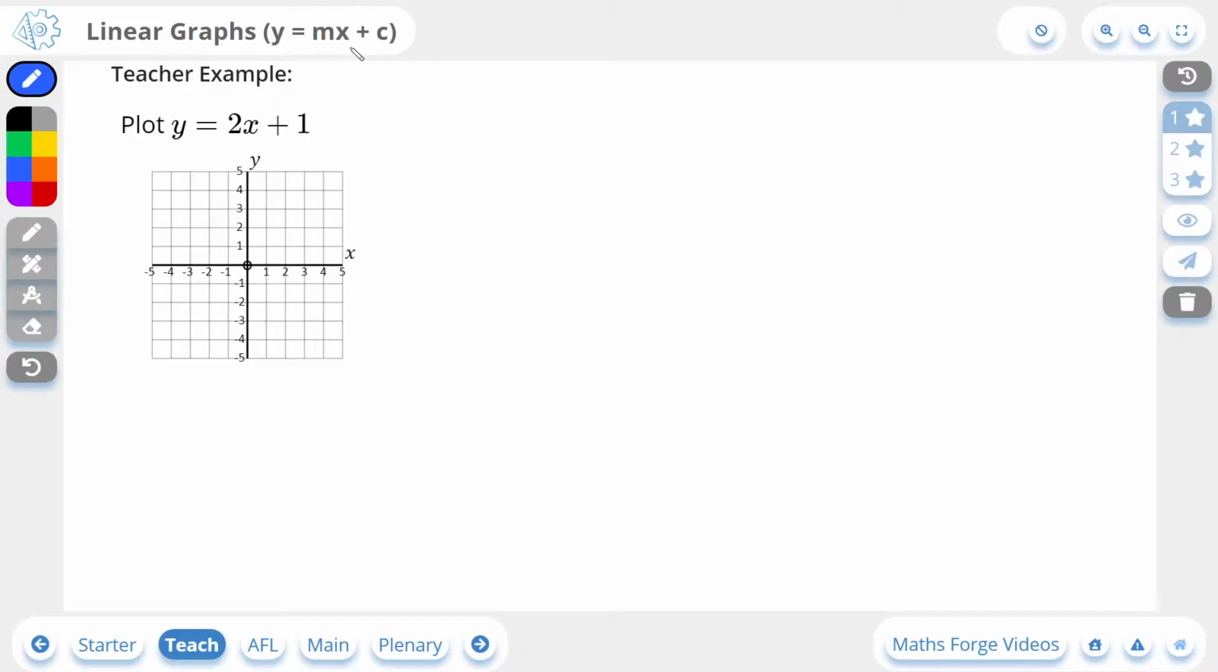in today's lesson we're going to be plotting linear graphs of the form y is equal to mx plus c. So all straight lines have the equation y equals mx plus c, where m is your gradient and c is your y-intercept. So the way I like to plot these is by constructing a table for x and y coordinates.